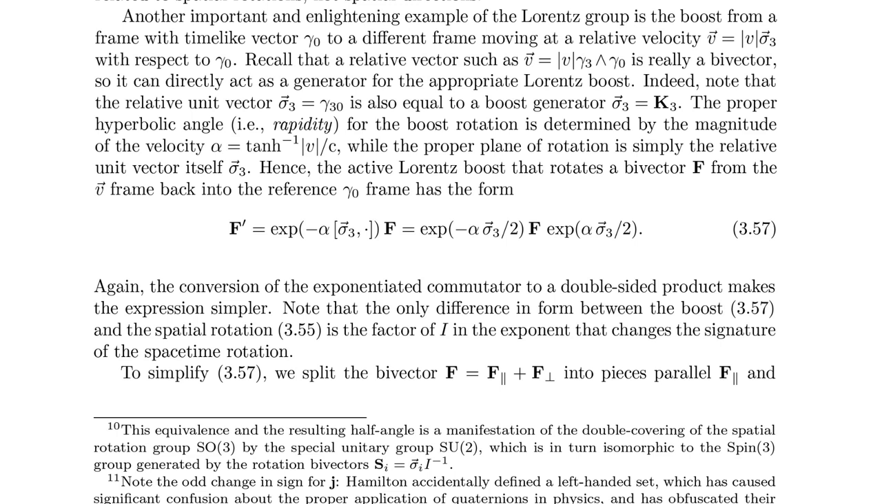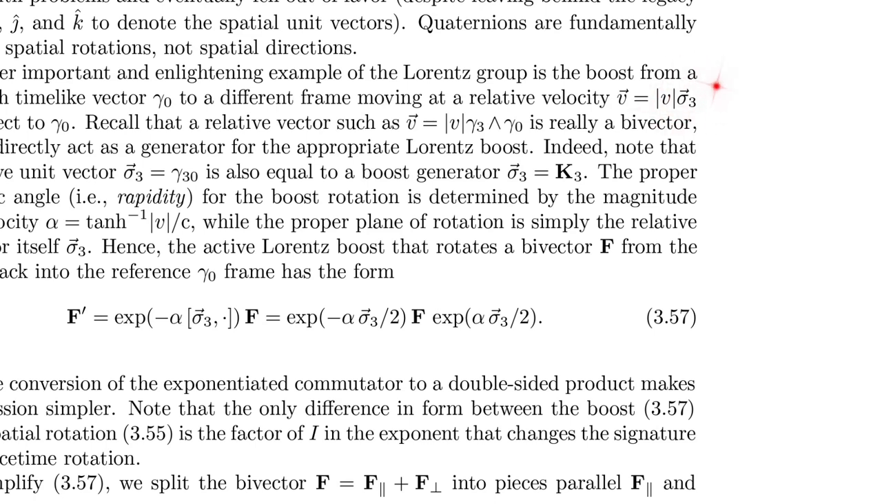The other vectors, gamma 1, gamma 2, gamma 3, are important too. I mean, they all define the frame. But we focus on gamma 0 because that defines the time-like vector. So if you're at rest in that frame, you are moving only in the gamma 0 direction, right? So that's why we lean on gamma 0 to define the frame. But we want to boost from this gamma 0 frame to a frame moving at this relative velocity. So if you're sitting in the gamma 0 frame and you're motionless, you should see something moving along at the speed magnitude v heading in the z direction. That's what this sigma 3 is saying.